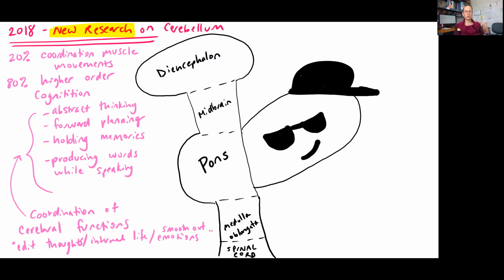So when you consider the cerebellum having this role in like graceful actions of the body, muscle movements of the body, think too maybe about the cerebellum as providing this sort of grace to our higher order thinking skills as well. So I've heard it described as editing thoughts or editing our internal life, smoothing out our emotions. Basically, like the muscle memory, but for higher order thinking.